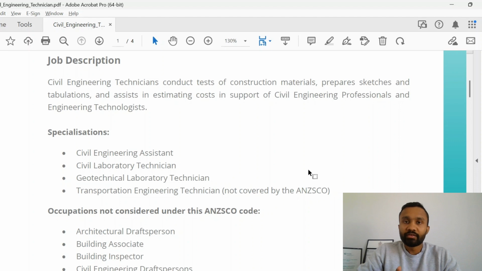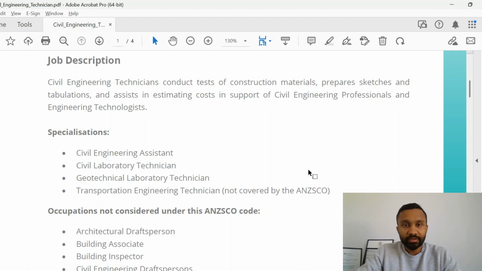In the recent 189 invitation round, which happened on the 7th of November 2024, civil engineering technician was invited with just 70 points. Yes, you heard it right, 70 points. So you can imagine it's an in-demand occupation in Australia.